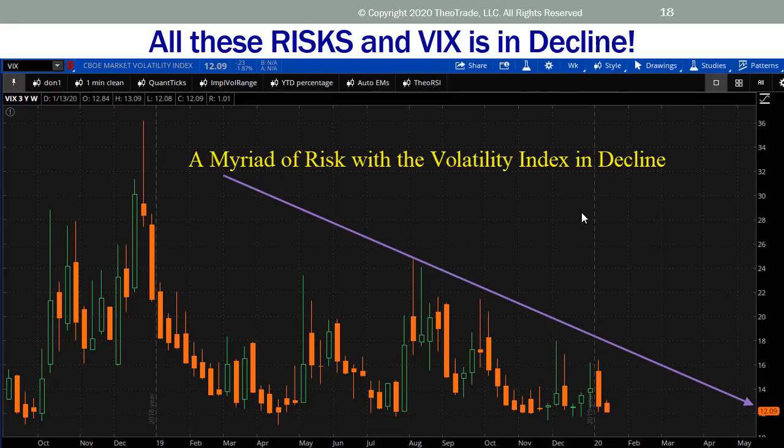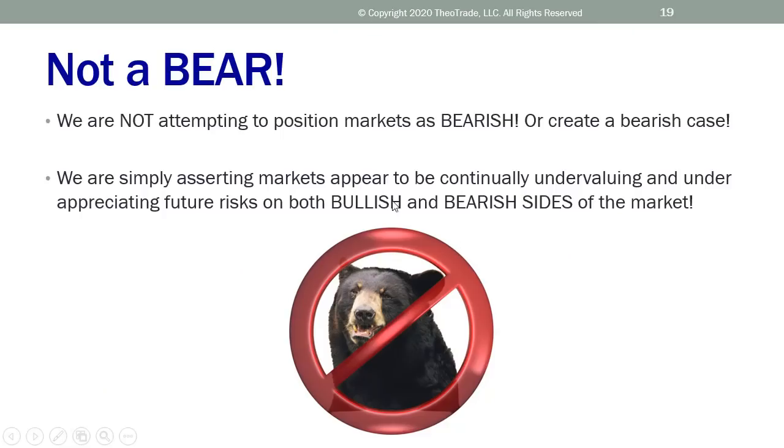Okay. What I wanted to show you there is this amazing divergence, this bifurcation. Volatility is in decline with this huge number of risks. Now, I don't proposition this as a bear. I'm not attempting to position markets as bearish. I'm not even trying to create a bearish case. I'm simply asserting, okay, that markets appear to be continually undervaluing and underappreciating future risks on both bullish and bearish sides of the marketplace. Okay, and I cannot stress that enough. They're underappreciating both bullish and bearish sides of the marketplace. Allow me to dictate that.